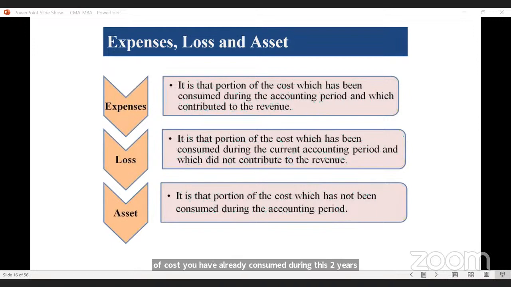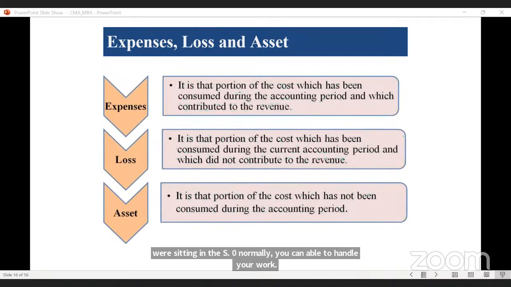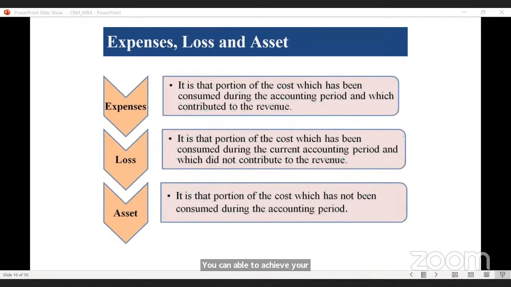With the consumption of this cost, you have already received some benefits. It contributed to the revenue. Definitely, if you are a sales manager in the summer season, with 40 or 45-degree temperature, sitting in the AC room calm and cool, you are able to handle your work and achieve your target, isn't it? So that 16,000 is the portion of the cost that is known as expenses.